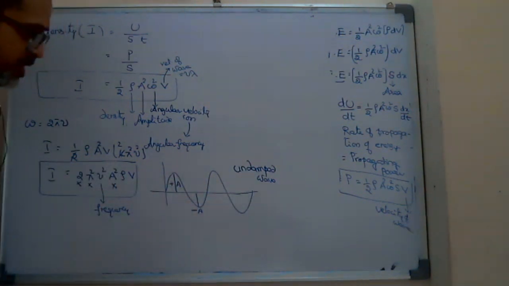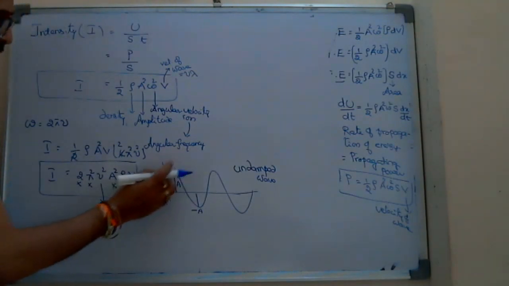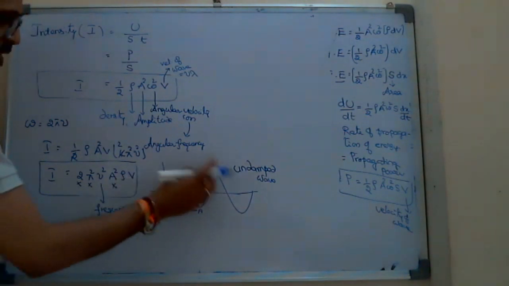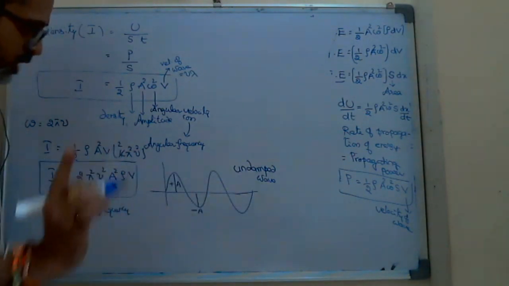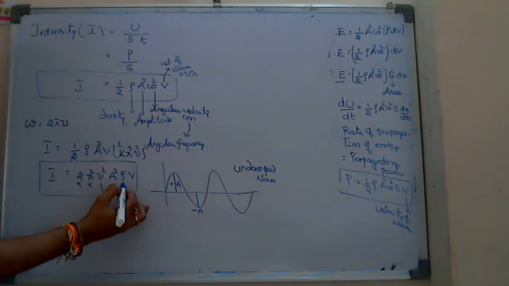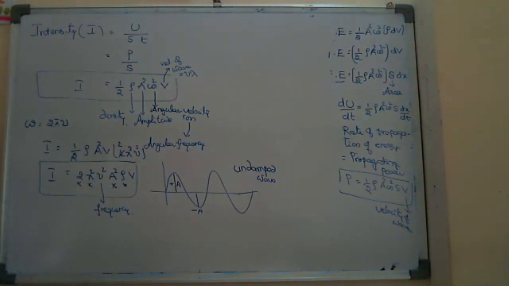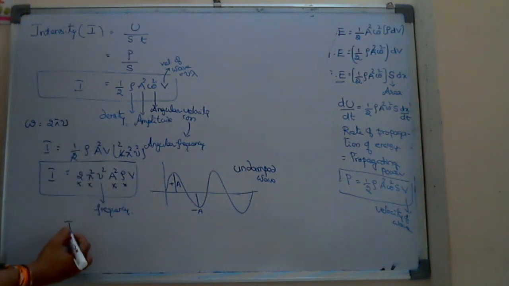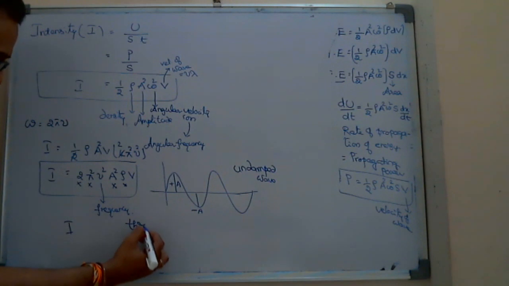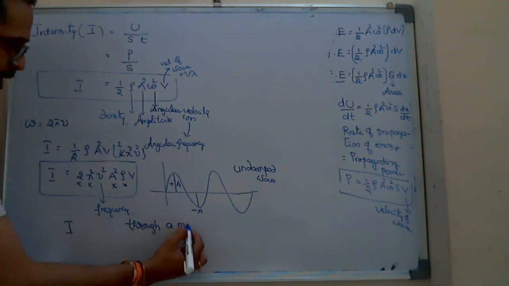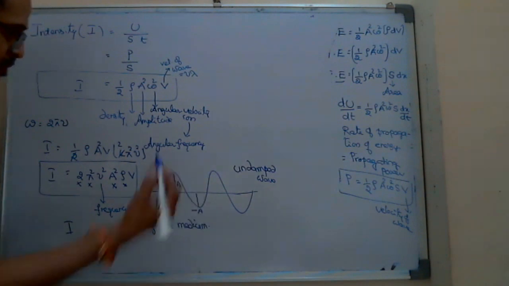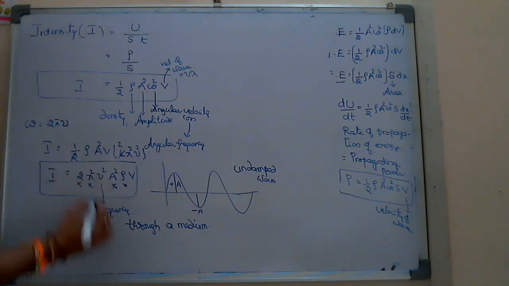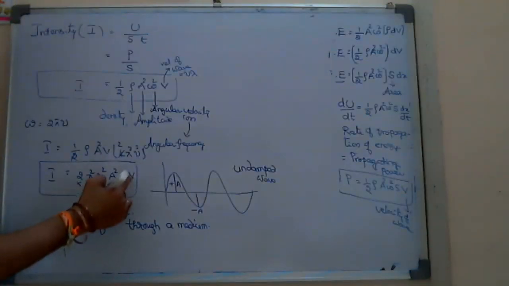It is propagating only in one medium first, basically. Suppose it is a string, and the wave is passing through the string. Passing through the string means the string is made of only one material, so rho, the density of the string, is constant. When these conditions apply, you can say the intensity, through a medium, not a composition of different media, is directly proportional to frequency squared and to velocity.